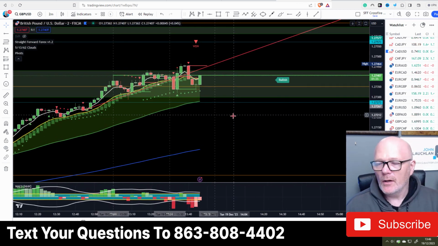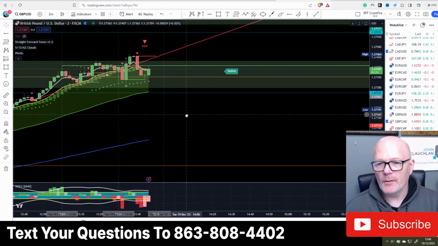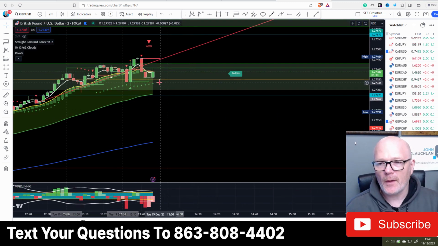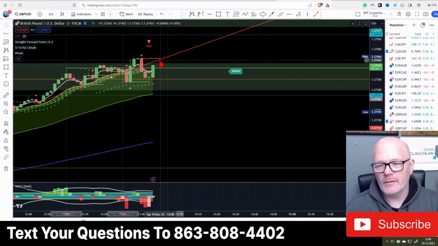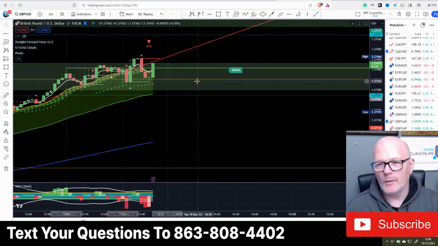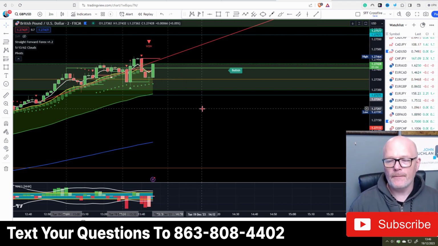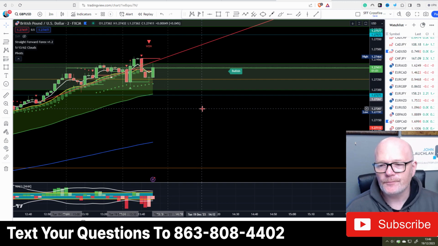Right, pound US dollar, what's that doing? It's kind of meandering sideways, not doing a huge amount. If we're looking at buys, the green candle is going to go past this trend line, which is resistance, and then the red trend line is going to be resistance. If we get to here and we start making a move upwards, then we can look. But there's a lot of things in the way, a lot of obstacles in the way.